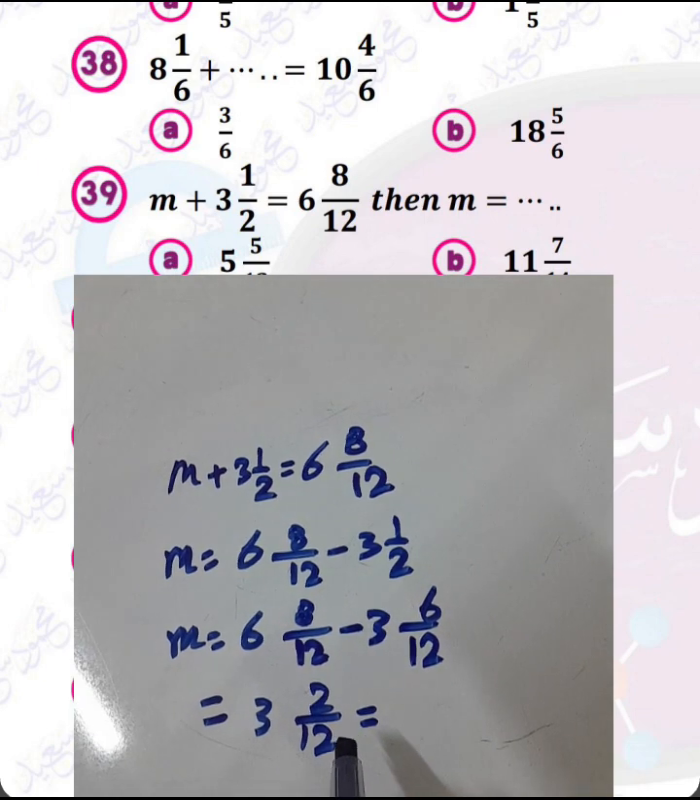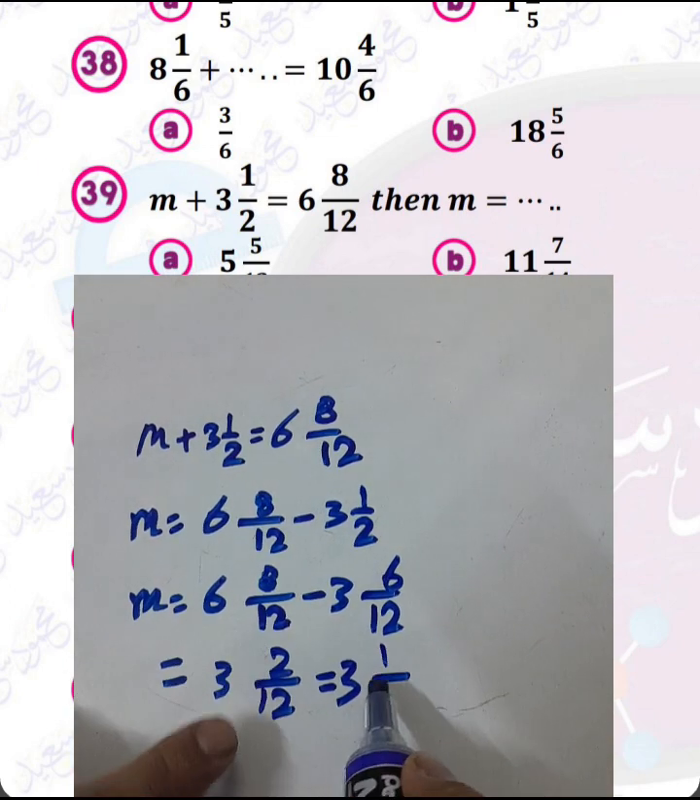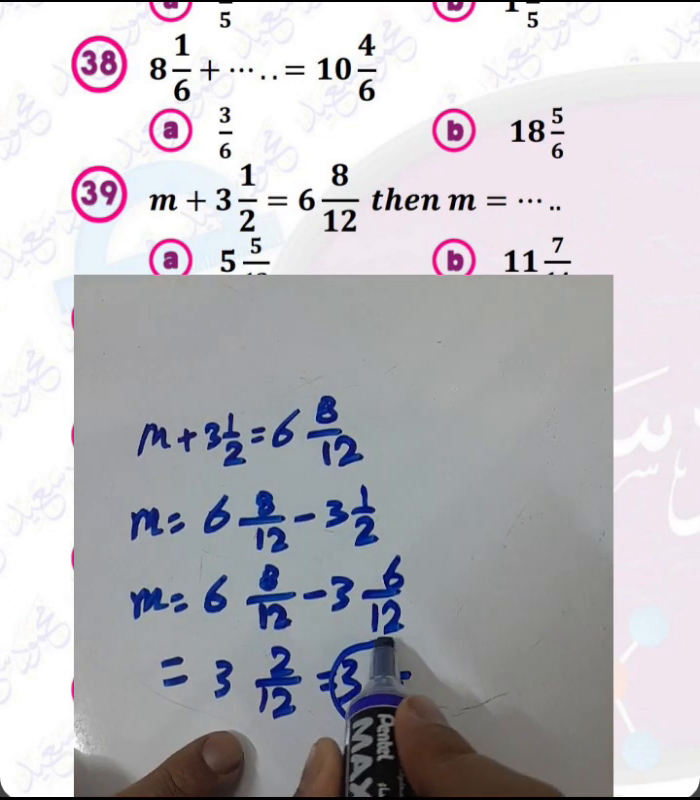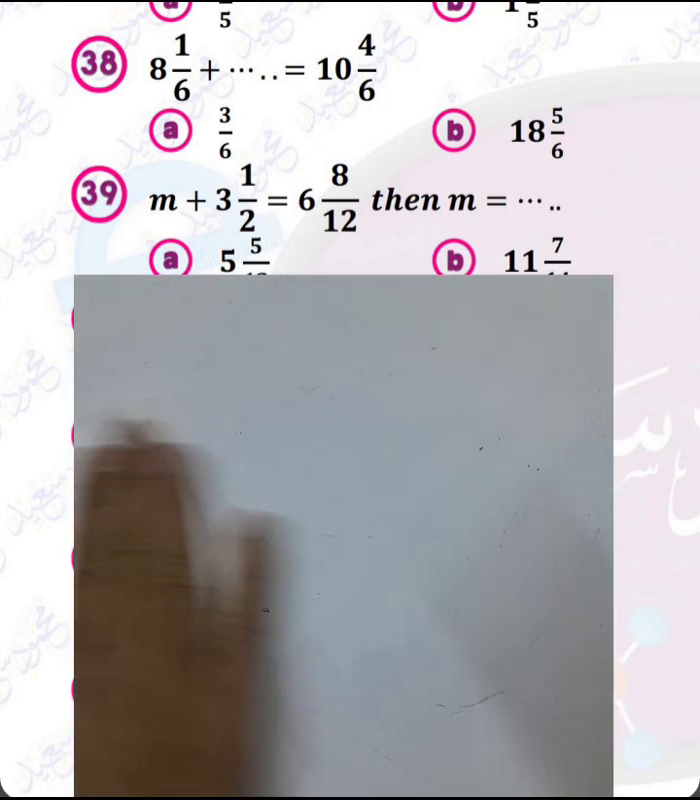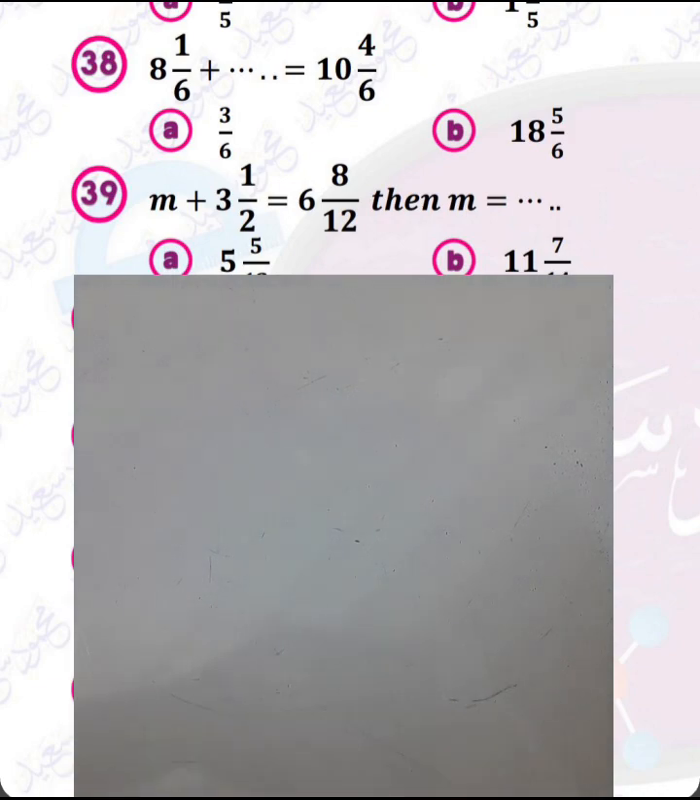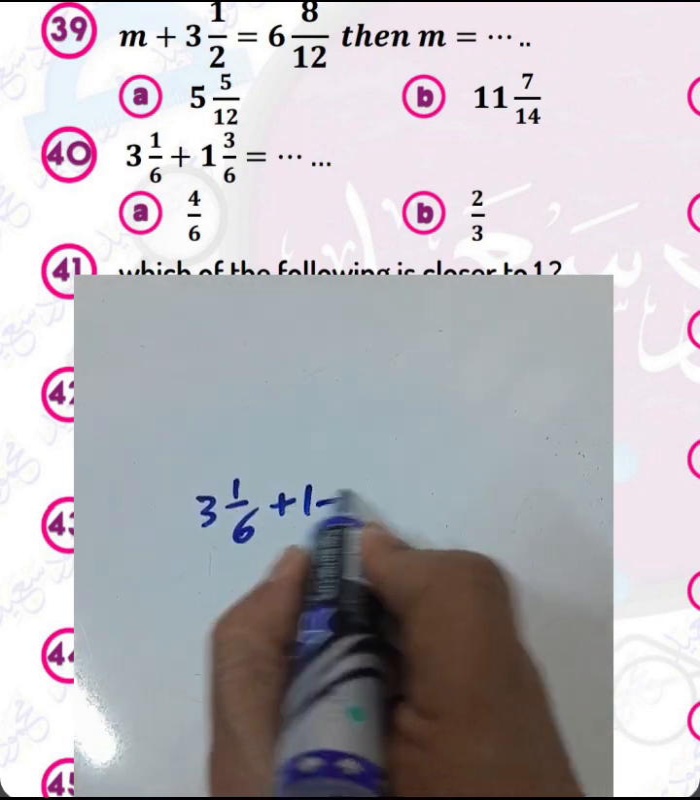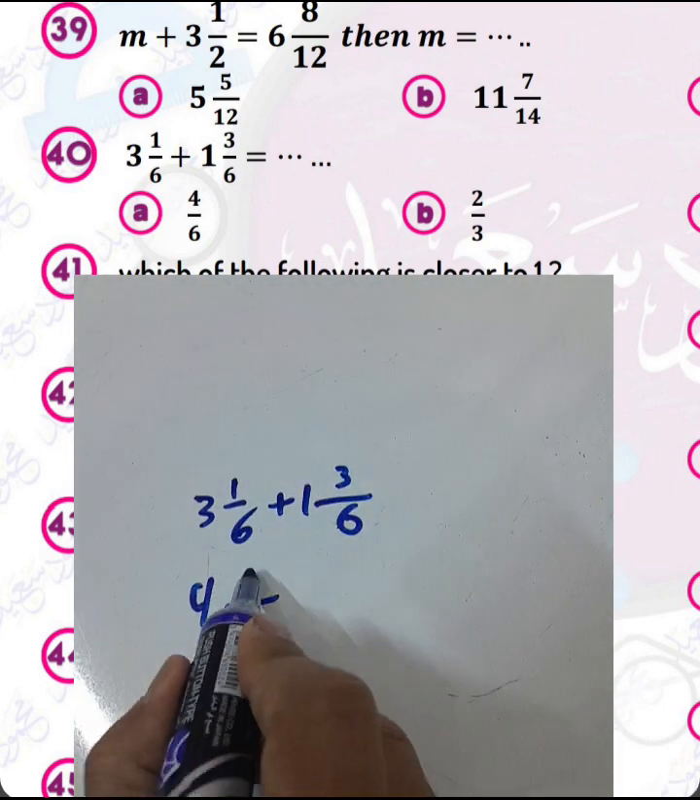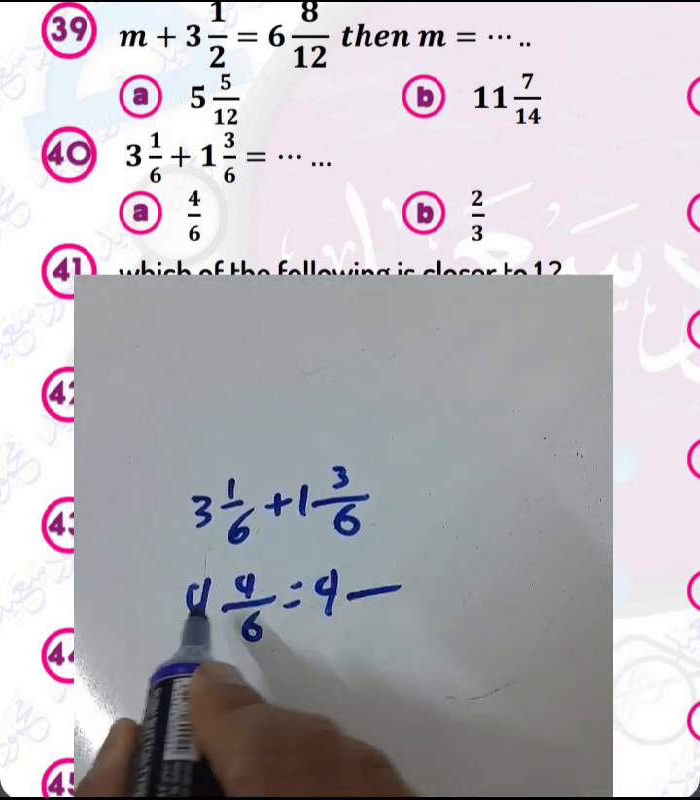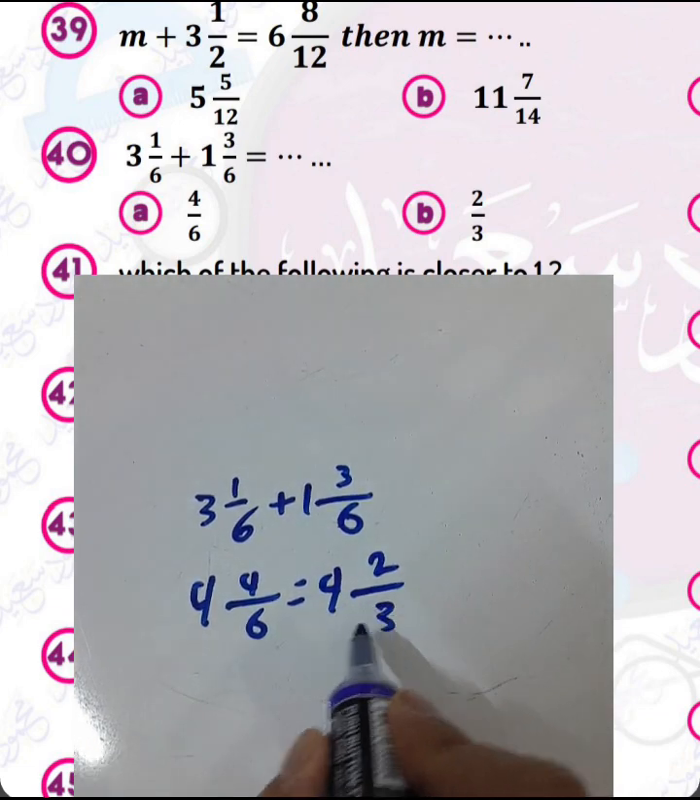And then you can simplify this fraction by dividing the numerator and denominator by 2. 2 divided by 2 equals 1. 12 divided by 2 equals 6. Then the result will be 3 and 1 over 6. Next, question 43. 3 over 6 plus 1 over 6. 3 plus 1 equals 4, so 4 over 6. You can simplify this by dividing by 2. 4 divided by 2 equals 2. 6 divided by 2 equals 3.